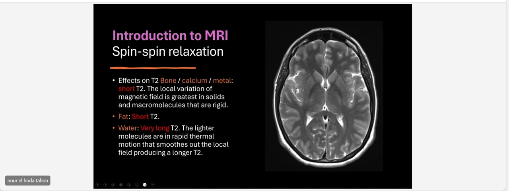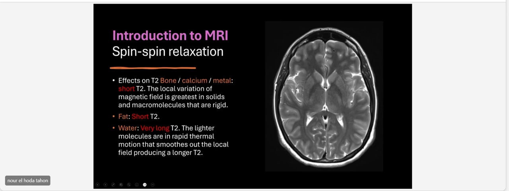And you can see here there is a flow void signal. This part, probably of the sinus, is also part of the sinus. So the venous sinuses and the cortical blood vessels all have signal void, and we can recognize the thrombosed vessel from the healthy vessel by this sign.